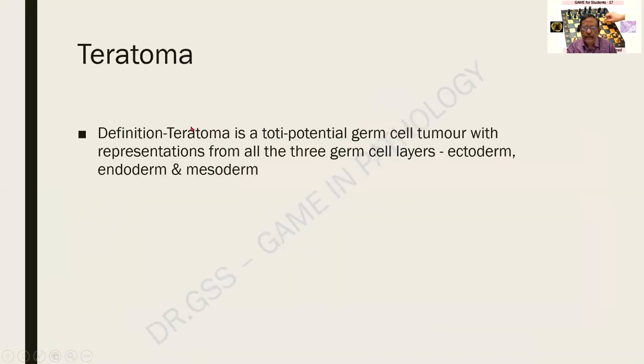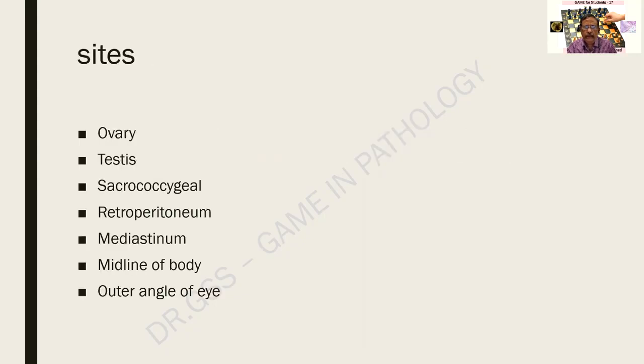The definition: teratoma is a totipotential germ cell tumor with representations from all the three germ cell layers, namely the ectoderm, endoderm, and the mesoderm. The sites of the teratoma are ovary, testis, sacrococcygeal, retroperitoneum, mediastinum, anywhere in the midline of the body, outer angle of the eye. So these are the sites of the teratoma.